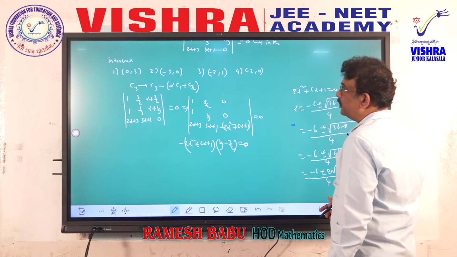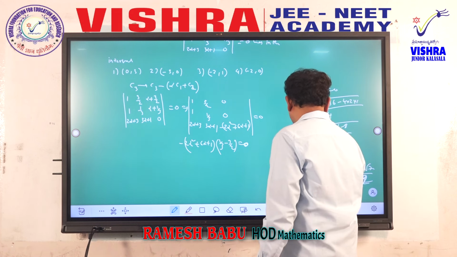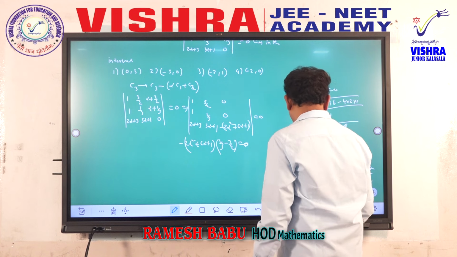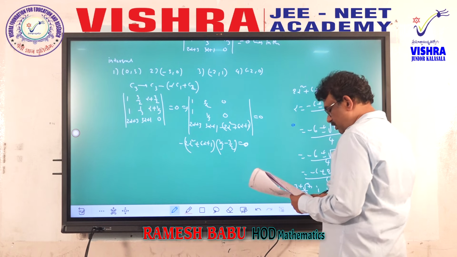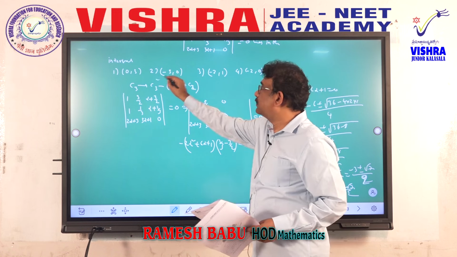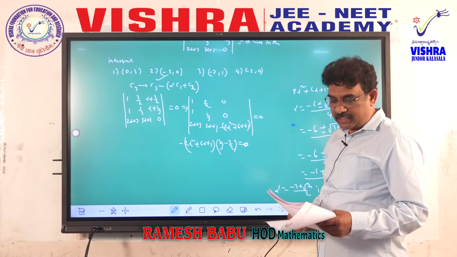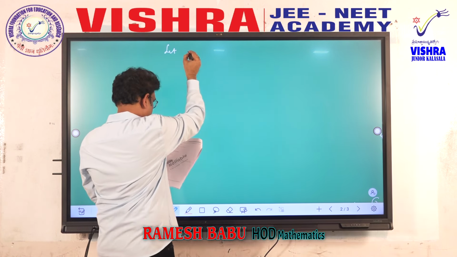So now you can verify the option. So here alpha equal to minus 3 plus root 7 by 2. So minus 3 minus root 7 by 2. So now observe options here. So we get the second option. Now the value lies in this option. Option 2 is correct.